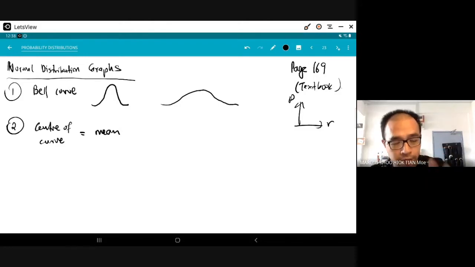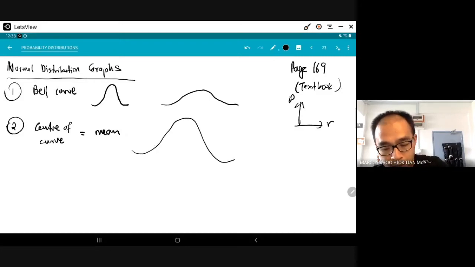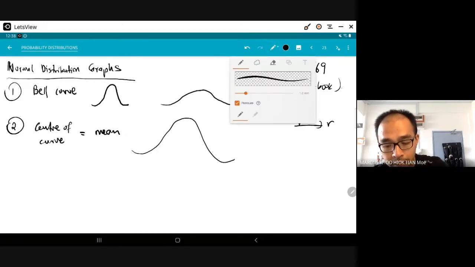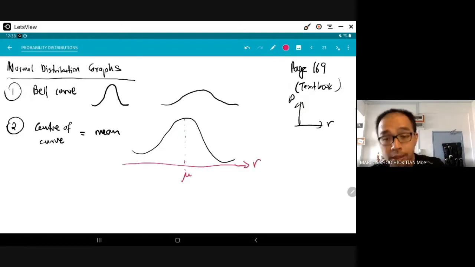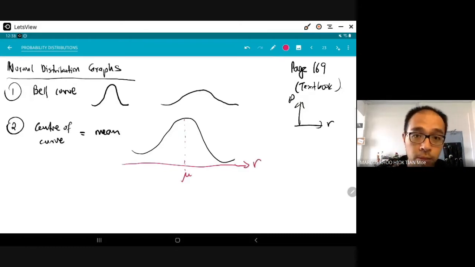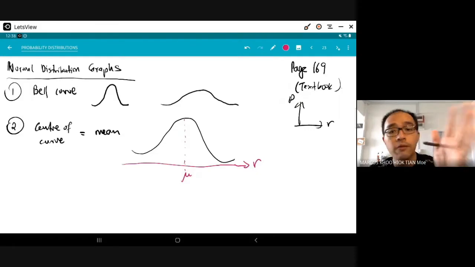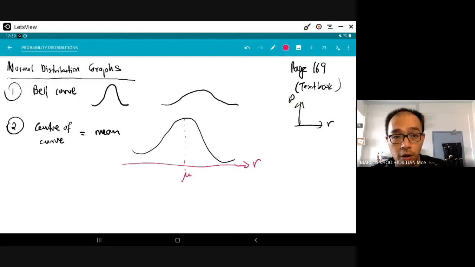the center of the curve, the very middle, always represents the value of the mean R. The center of the curve always represents the mean. And this is still R, like when we spoke about this in binomial, R is from 0 until n. So the center of it now is always the mean, the average value of the R's, the number of trials.